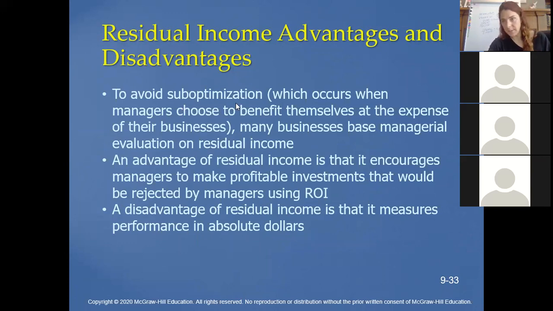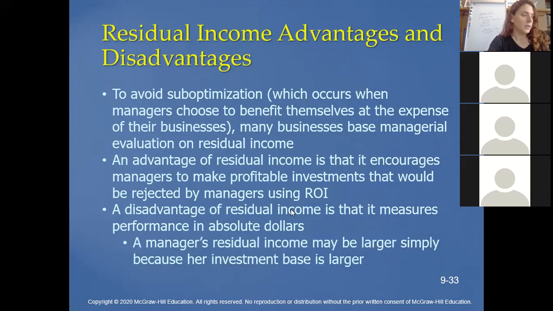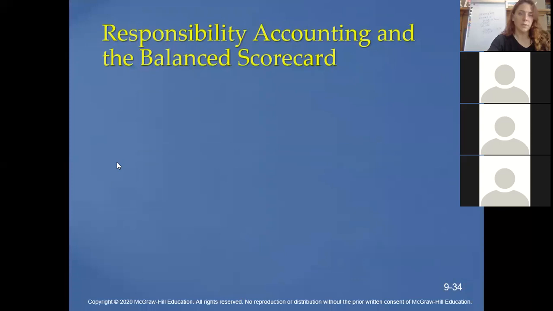This is what I was talking about with sub-optimization. So managers choose to benefit themselves at the expense of the business. That kind of gets rid of this. It encourages managers to make profitable investments that may not necessarily seem particularly profitable using ROI, but it does measure in absolute dollars. So a $6,000 residual income means something much different between a small business and Walmart. Okay, so that could be a disadvantage. Okay. So let's take a look at some residual income examples.